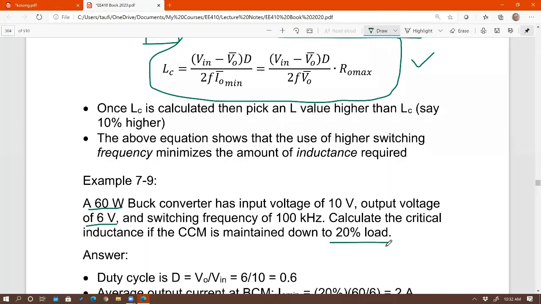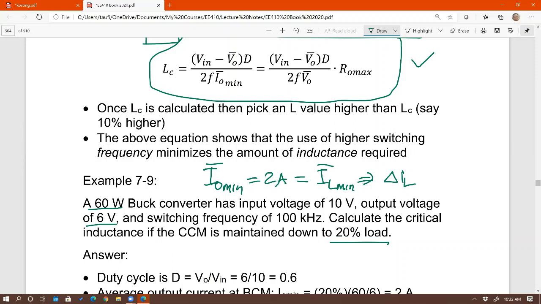So what's 20% of 10 amps? That's going to be 2 amps, right? So that means I know that I have to maintain CCM down to I out min average of 2 amps. In a buck converter, I out min is equal to IL min. Okay, not for boost, not for buck boost. So that means what? This would give you delta IL.